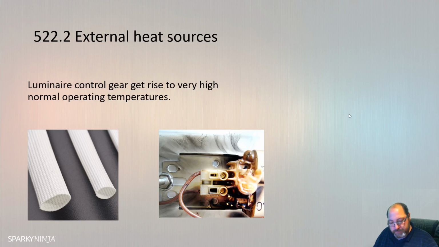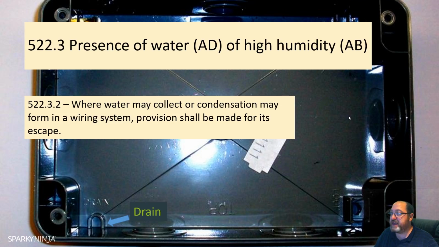We have AD, presence of water, or high humidity AB. A wiring system will be selected and erected so that no damage is caused by condensation or ingress of water during installation, use, and maintenance. The complete wiring system shall comply with the IP degree of protection relevant to the particular location. Where water may collect or condensation may form in wiring, provision shall be made for its escape. That's why we have these drain holes on these IP44, IP54 socket outlets that we buy. The drain hole is there in case there's a potential humidity or water buildup in there. Ideally, it won't happen.